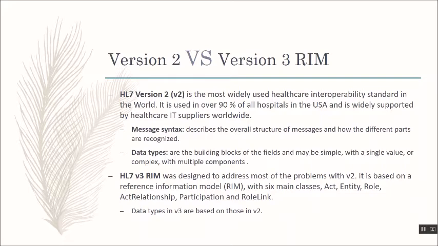After HL7 version 2, the version 3 RIM was designed to address most of the problems with version 2. It is based on a reference information model with six main classes: act, entity, role, act relationship, participation, and role link. The data types in version 3 are based on those in version 2. Because version 3 is very complicated to understand, developers quickly developed two standards based on the version 3 RIM, which are CDA and FHIR. We will talk about this later.